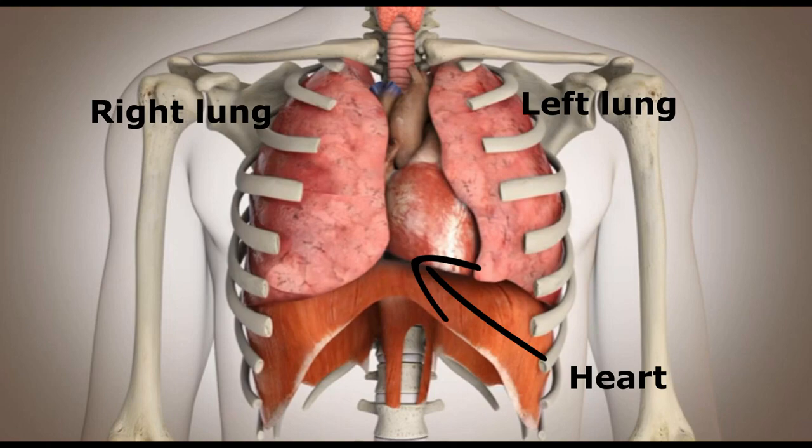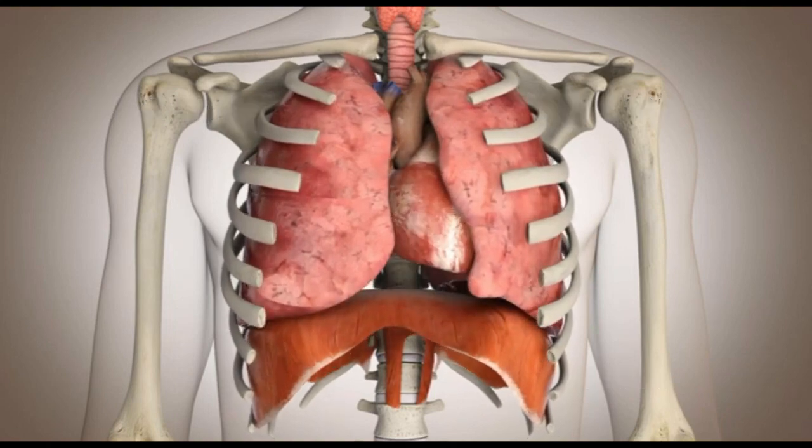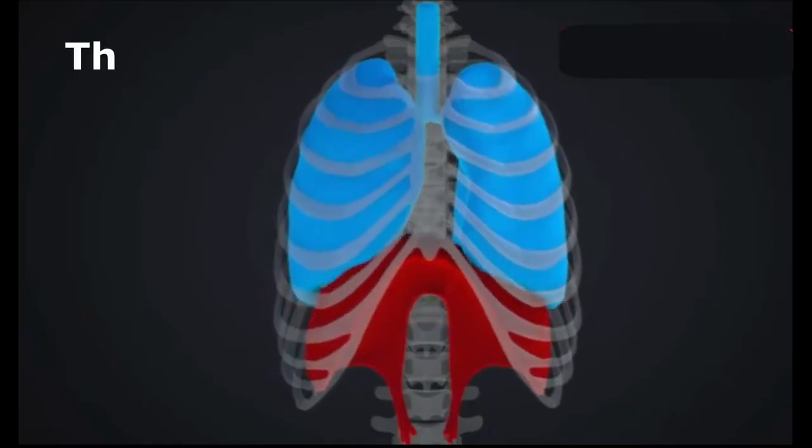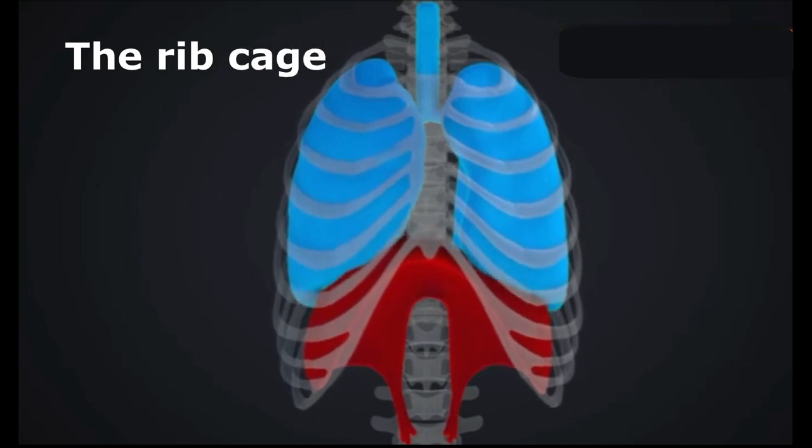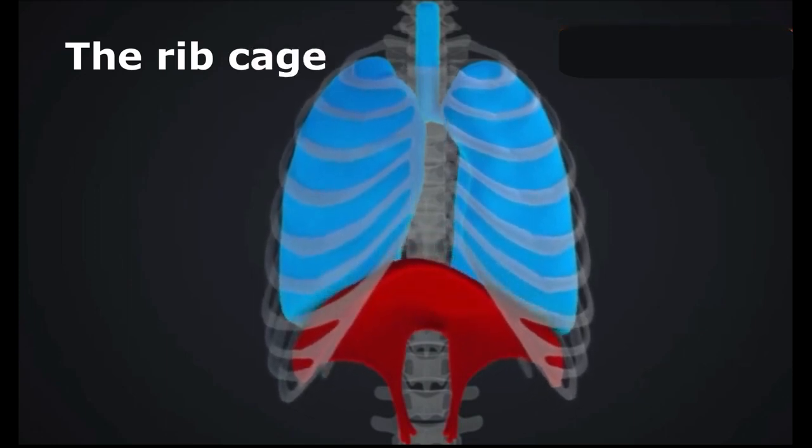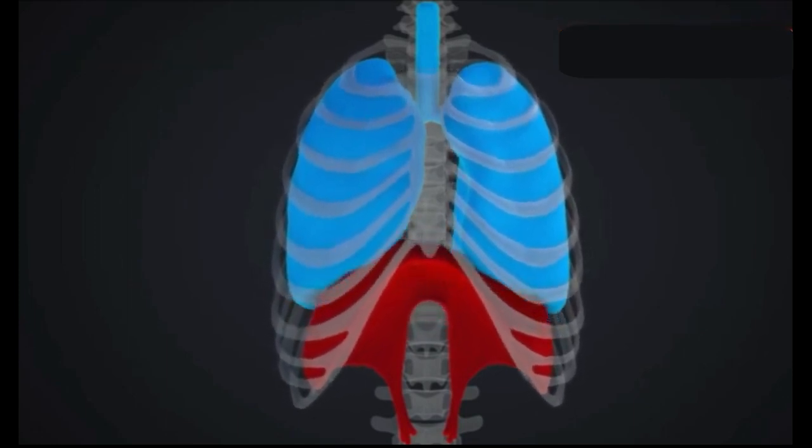Lungs are one of the largest organs in our body. They fill the space in the chest. The 12 pairs of ribs in our rib cage protect the lungs and other organs in our chest cavity, such as our heart.